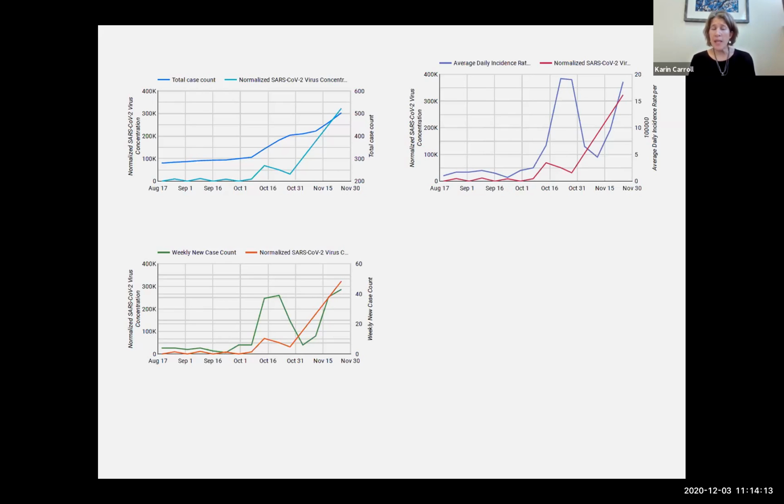The BioBot testing was not an early indicator too much for that. So that is one of our puzzling points, is why we didn't see a spike in the virus level before we saw the climb in the darker blue line, the case count. And we still don't really know why. I can't really answer that.